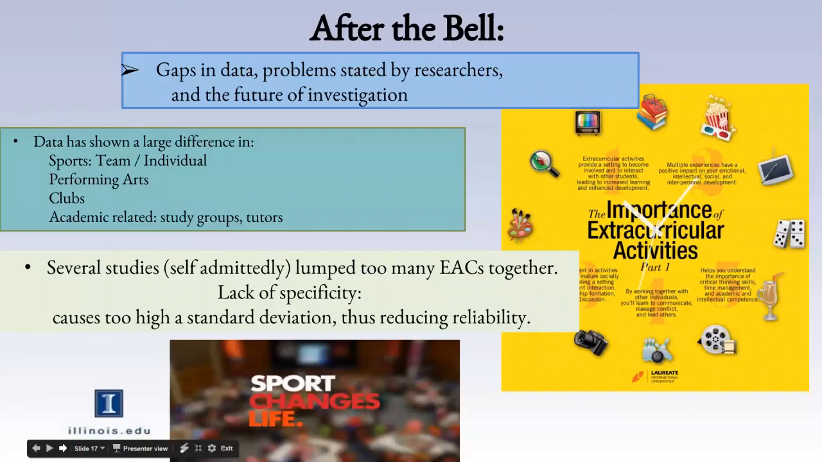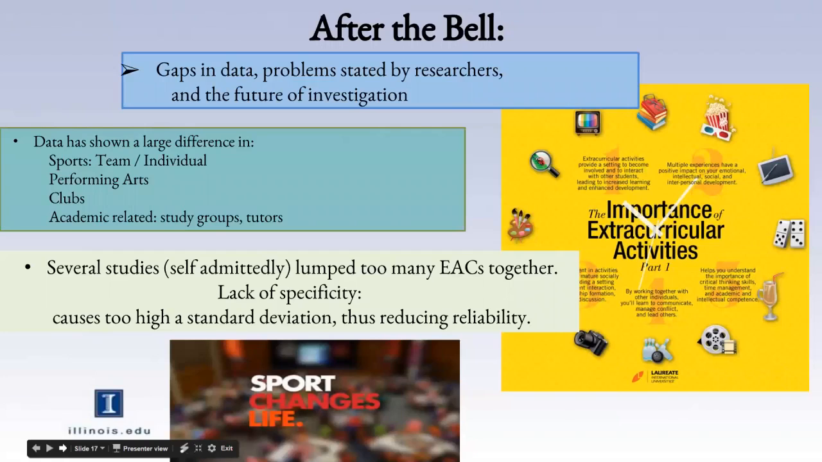As for the gaps in the data, there are many. One of the largest ones that I've seen is that a lot of the studies lump all of these ECAs together. And like I said before, in my keywords, I separated them out. Some studies started to actually break down in their data analysis what sports specifically, whether it was tennis or a volleyball team, individual. There's a big difference in the data and what it shows. Performing arts versus clubs, tutor groups, study groups, things like that, after school academic groups. There's a big difference in data between those groups.